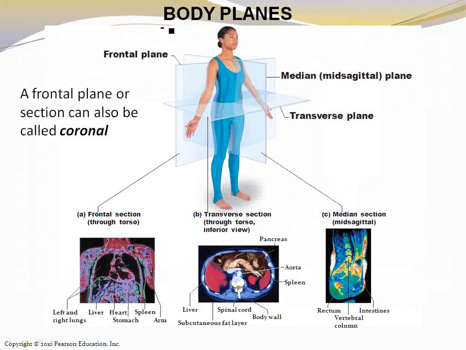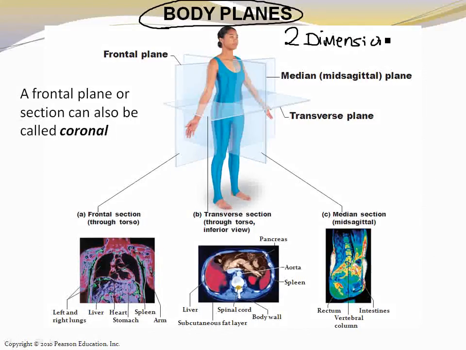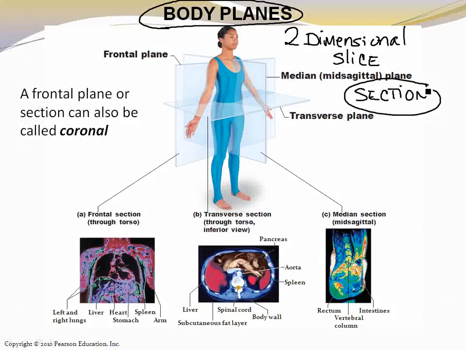Okay, next topic, body planes. And here, when we're using the term plane, a plane is a two-dimensional slice through the body. You can also refer to that as a section through the body. You can kind of use those terms interchangeably.